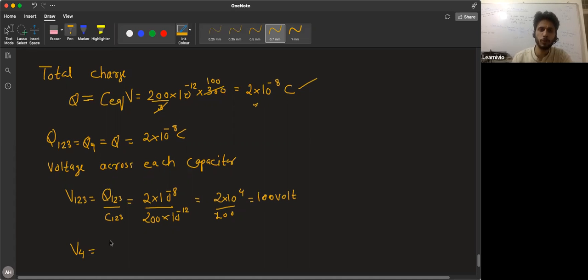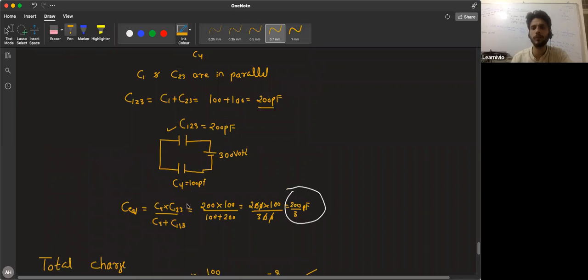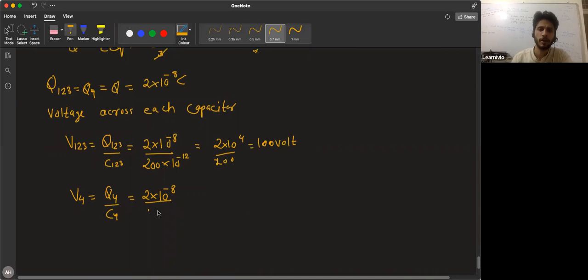V4 will be Q4 by C4. Q4 is 2 into 10 raised to the power minus 8, divided by C4. C4 is 100 picofarad, that is 100 into 10 raised to the power minus 12. So this is 200 volt. So we have V123 as well as V4.